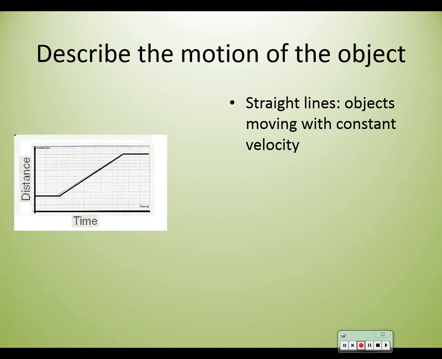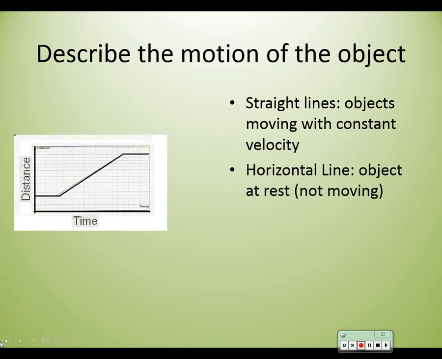What's the slope of a horizontal line? 0, right? What's the velocity of the object? Right here and right here. 0. Horizontal lines on position versus time graphs, while yes, they are constant velocity, they are constant velocity of 0, meaning that they are at rest or not moving. Okay? Good so far?